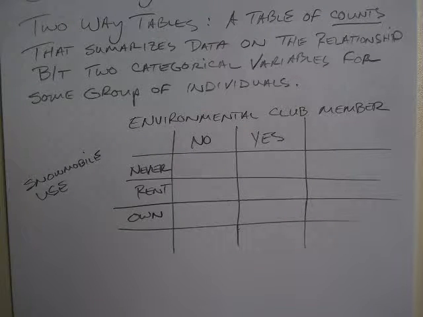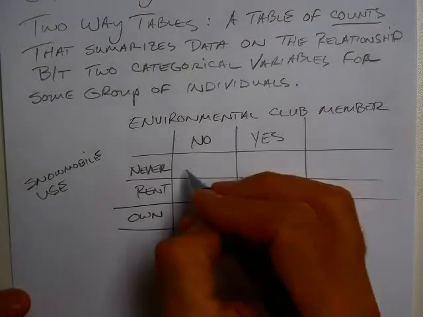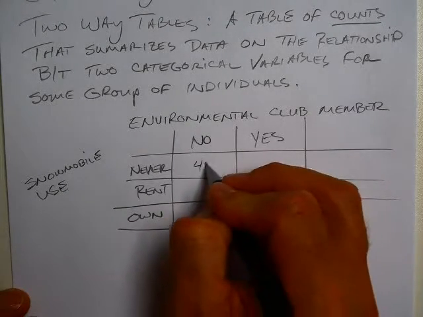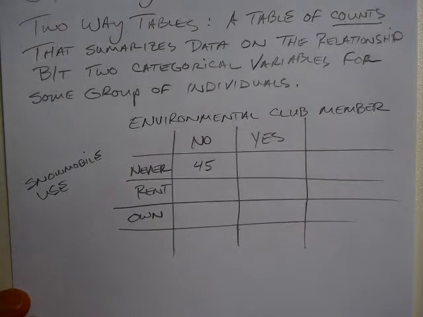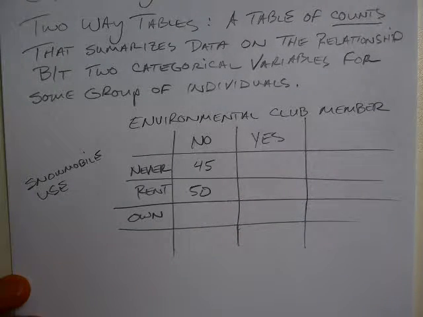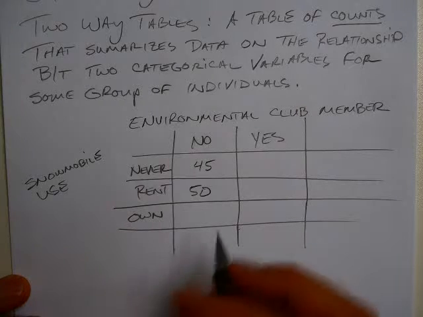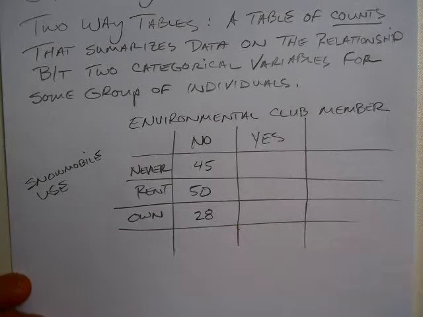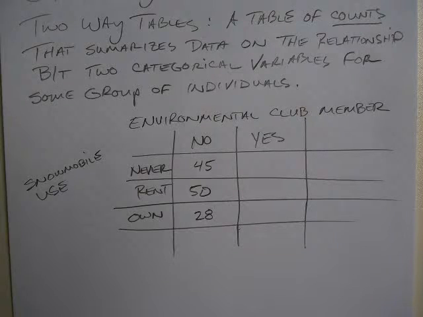So this is now the fourth time I've given this lecture. I think I'm going to change some things here a little bit because in the book they use these really large numbers. So I'm going to make this a little bit simpler. I'm going to say 45 said no, they're not an environmental club member and they've never ridden a snowmobile. 50 say they rent sometimes, but they're not in a club. And 28 own. So again, if you look in the book, the numbers are going to be different. But for notes, this makes life easier.